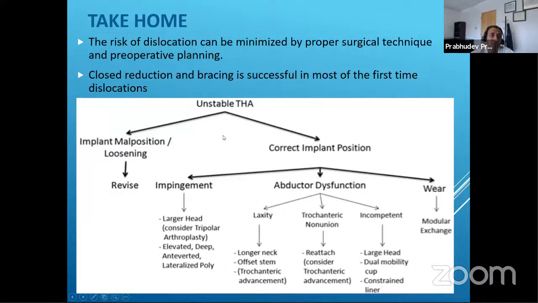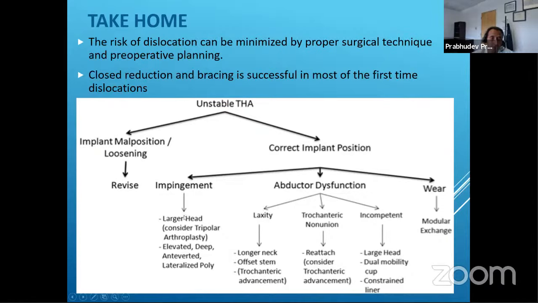So the take-home message: the risk of dislocation can be minimized. It's very important that a good total hip arthroplasty is done to restore the normal anatomy by proper surgical technique and proper preoperative planning. When we are treating, initially we should consider closed reduction and bracing. It is successful in most of the first-time dislocations when there is no significant problem with the component position. When we're evaluating an unstable total hip, the most important thing is to look for any implant malposition or loosening, and if we find them, they definitely need to be revised. If the implant positioning is satisfactory, then we should look for other causes.